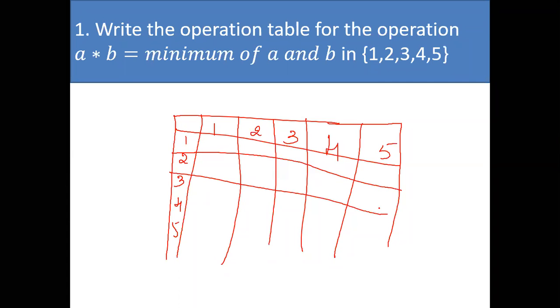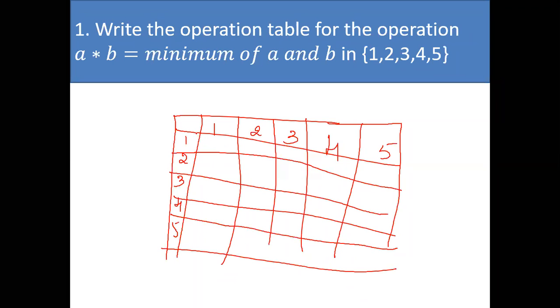Okay, so you have to draw. Bear with my table, students. So what is the operation? The operation is you have to find the minimum of A and B. You have to find the minimum of A and B.